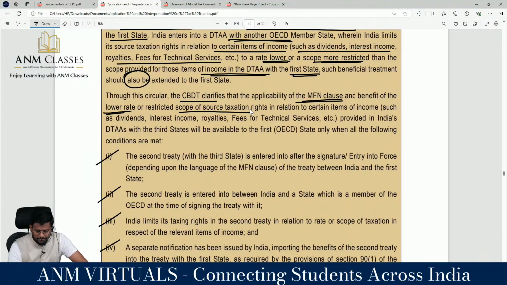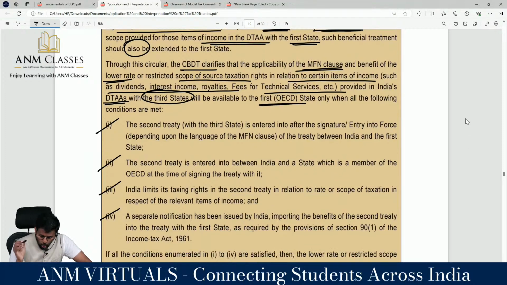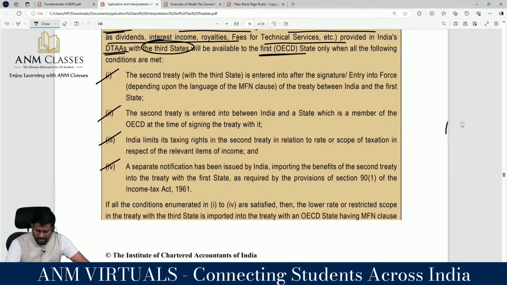Though this circular, CBDT clarifies that applicability of MFN clause and benefit of MFN rate or restricted scope of MFN in relation to certain items of income such as dividend, interest income, royalty, fees for technical service, etc. provided in the treaty with the MFN state will be available to the first OECD state only when all the following conditions are met. That means if you are satisfying the four conditions, then only you can enjoy the MFN clause. Okay? Number one, the second treaty.